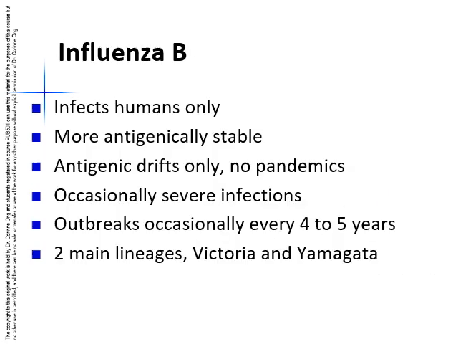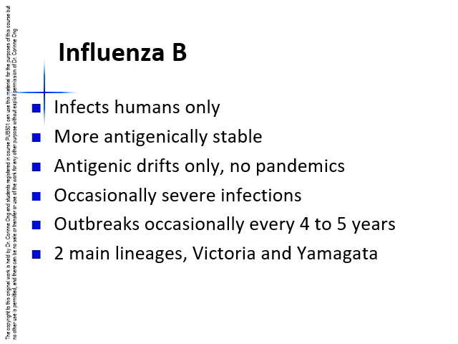Influenza B is not as complicated as influenza A, as it only infects humans. It is most stable antigenically, and antigenic drifts are observed, resulting in seasonal variations. Since it doesn't undergo antigenic shifts, it doesn't cause pandemics. It may cause severe infections on occasions and outbreaks every 4 to 5 years.